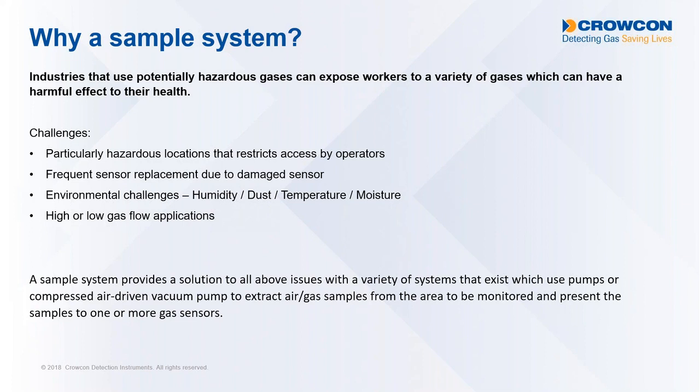So as we know, industries that are using potentially hazardous gases can often expose workers to a variety of gases which can be harmful to their health. So the challenges that we face are particularly hazardous locations that restrict access by operators. So that could mean restriction of a certain amount of time that people can spend in these areas, or it could be a restriction completely where no one can actually enter this unit because it is that hazardous to allow anyone to come in. So where a sample system will help in that situation is we will remove the need for anyone to enter that area if it is too hazardous.